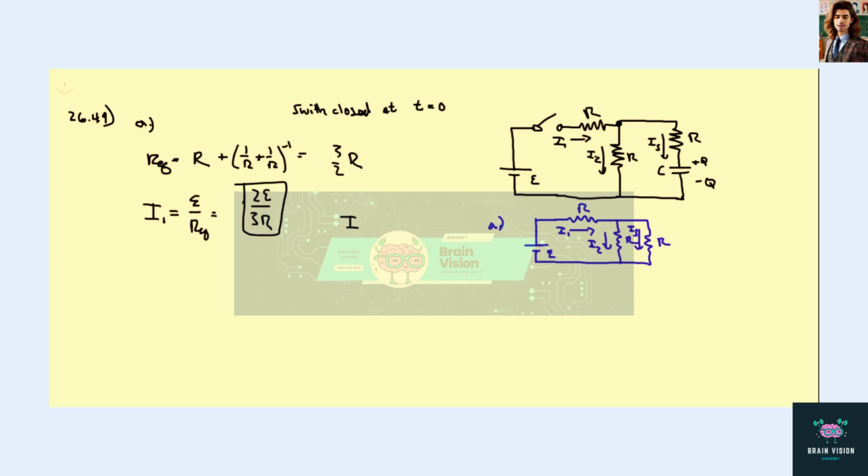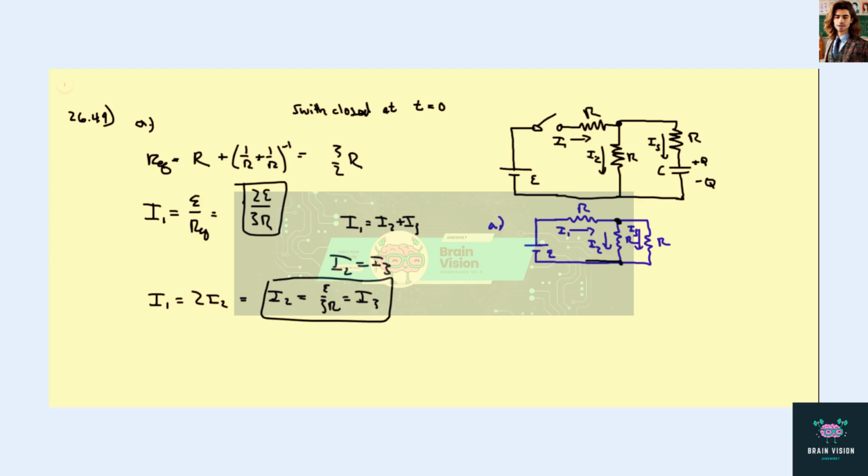Now we also know that I1 is going to equal I2 plus I3, because if we look at this junction right here, we have I1 coming in, and I2 and I3 splitting apart, and then coming back together here. From that, I2 equals I3 because both branches have the same resistance. So based on that, I1 equals 2 I2, or I2 equals EMF over 3R, which also equals I3. Cool. So that's everything for part A.